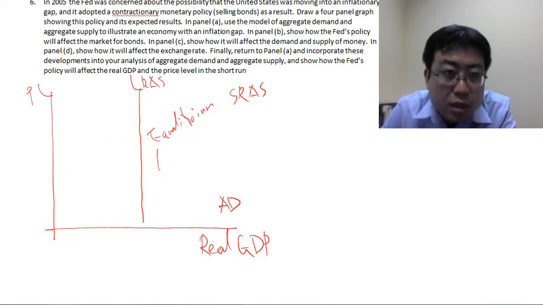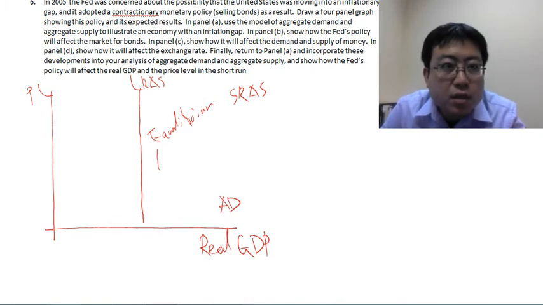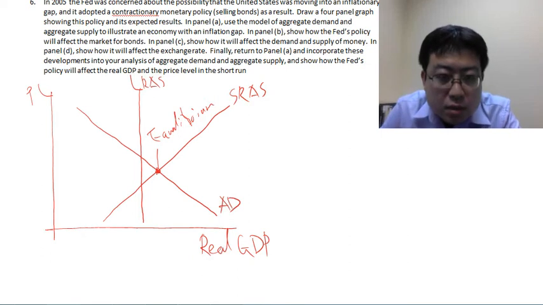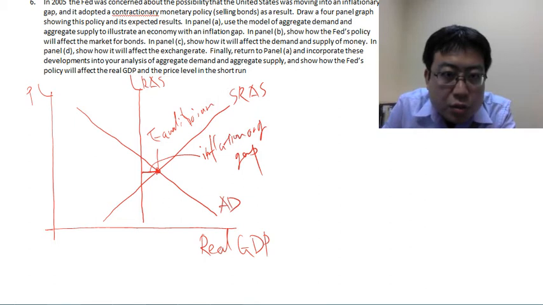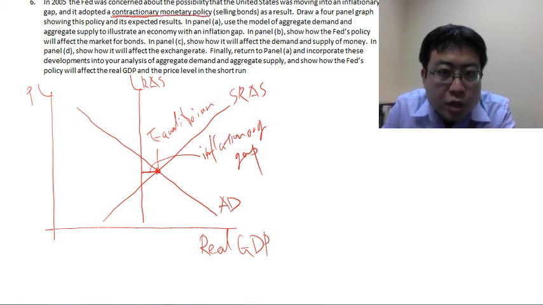This gap over here is our inflationary gap. So to erase our inflationary gap, our government must use this contractionary monetary policy right here. For contractionary monetary policy, we're going to do one thing, that is selling bonds. So this is our panel A.